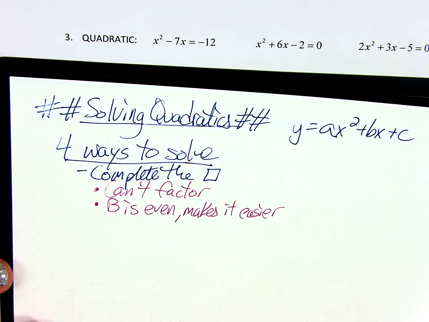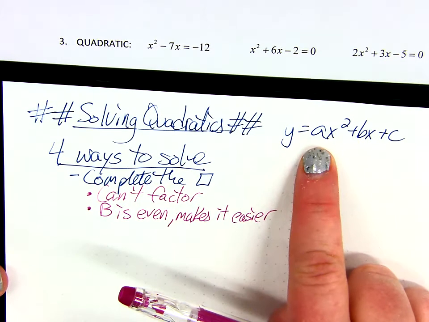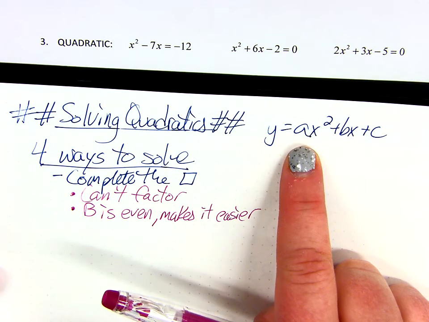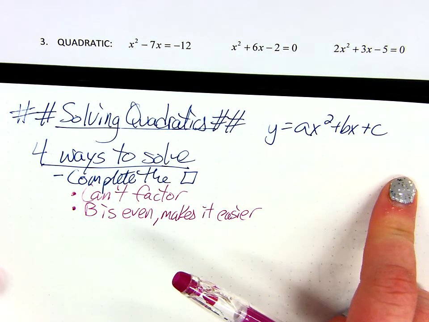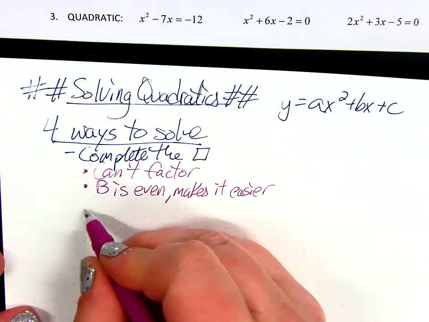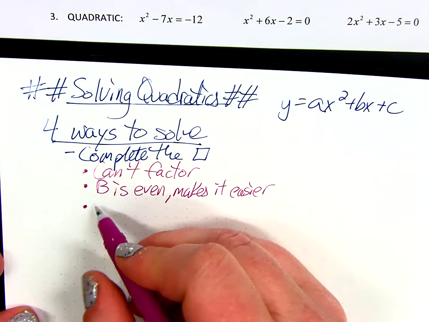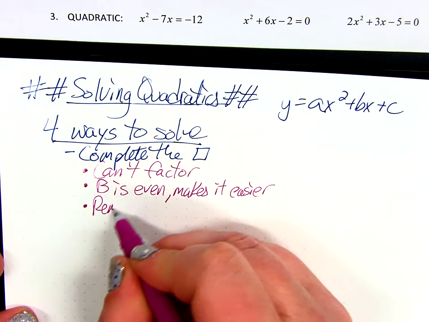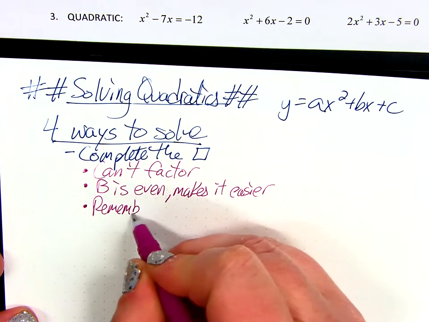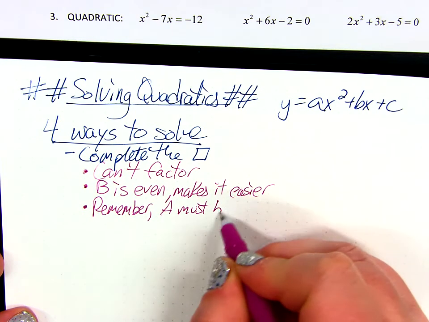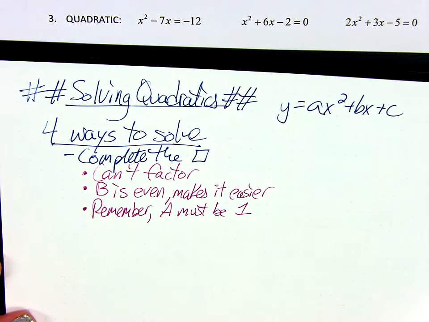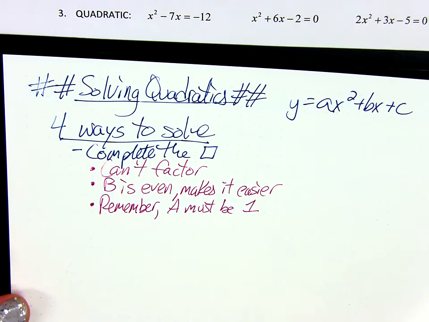The other thing about completing the square that's important to remember is that a has to be 1. So if it's not 1, then you have to divide everything by a, and that can make things turn real nasty. But sometimes it works out. So just remember, a must be 1. Okay, so there's that.